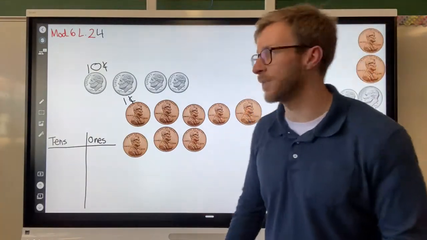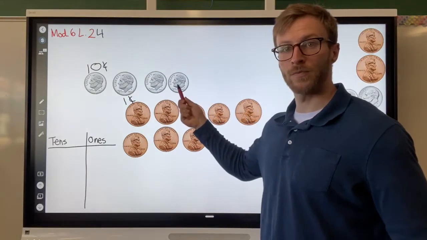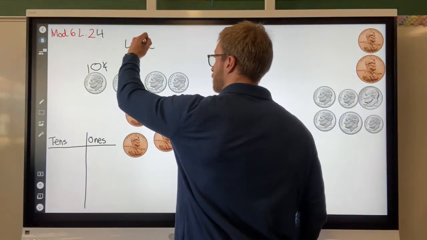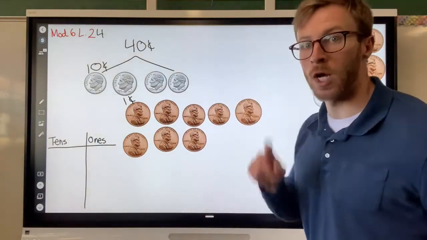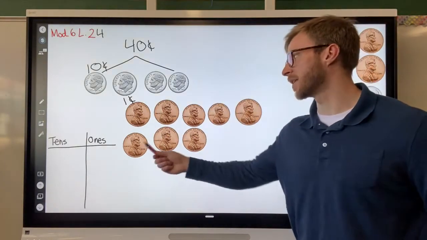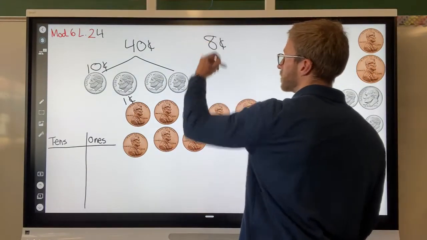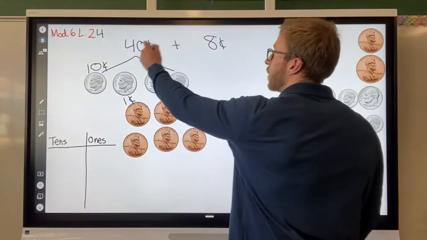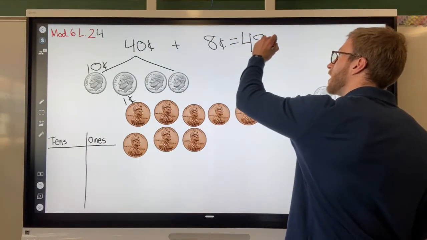So, count with me. Ready? 10, 20, 30, 40. Okay, so we have 40 in dimes. In dimes, we have 40 cents. Boom, 40 cents. Now for our pennies, let's count by ones for our pennies. 1, 2, 3, 4, 5, 6, 7, 8. So I have 8 pennies, so 8 cents in pennies. To figure out how much this is all together, we need to add it together. So we have 40 cents plus 8 cents. And that is going to equal 48 cents.